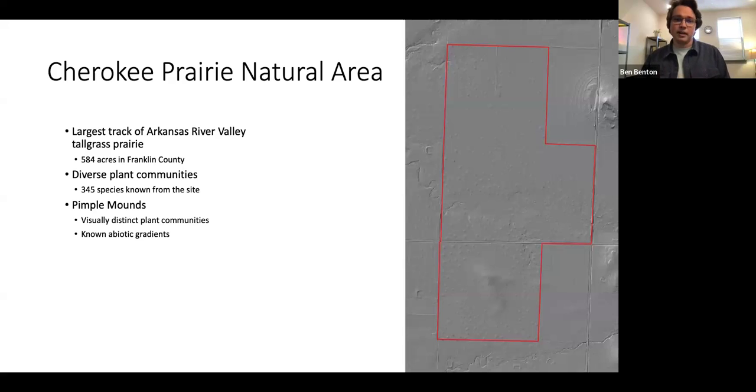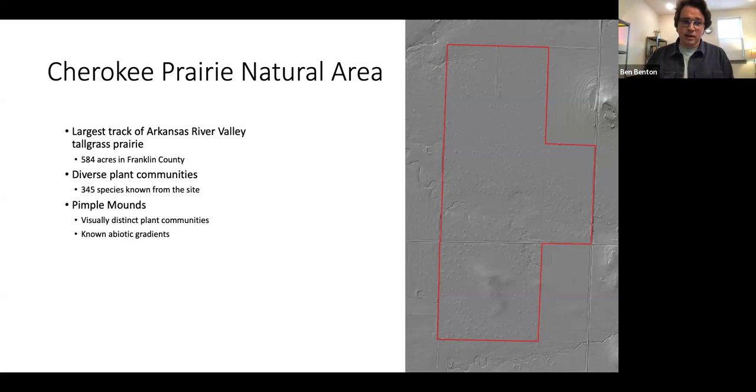So to do that, for my study area I chose Cherokee Prairie Natural Area because it's one of the largest tracts of Arkansas River Valley tallgrass prairie, at 584 acres in Franklin County. If you have never been out there, it's super beautiful in the spring and summertime. It's a super diverse community, which is one of the reasons that I chose it. Its flora has been documented all the way back to the 70s, and there are 345 species of plants known from this site.